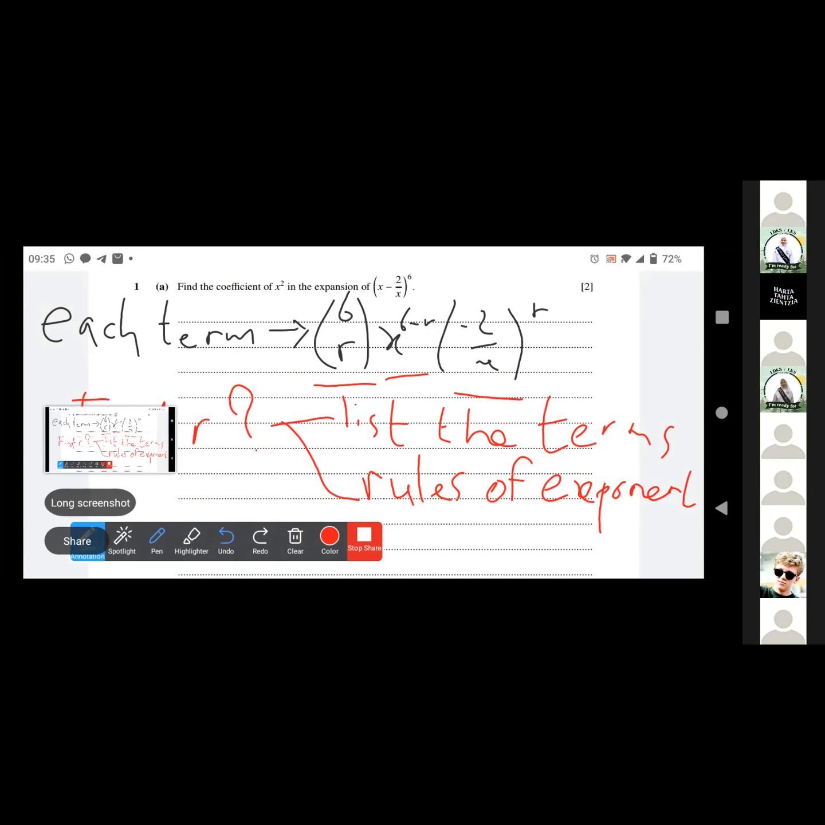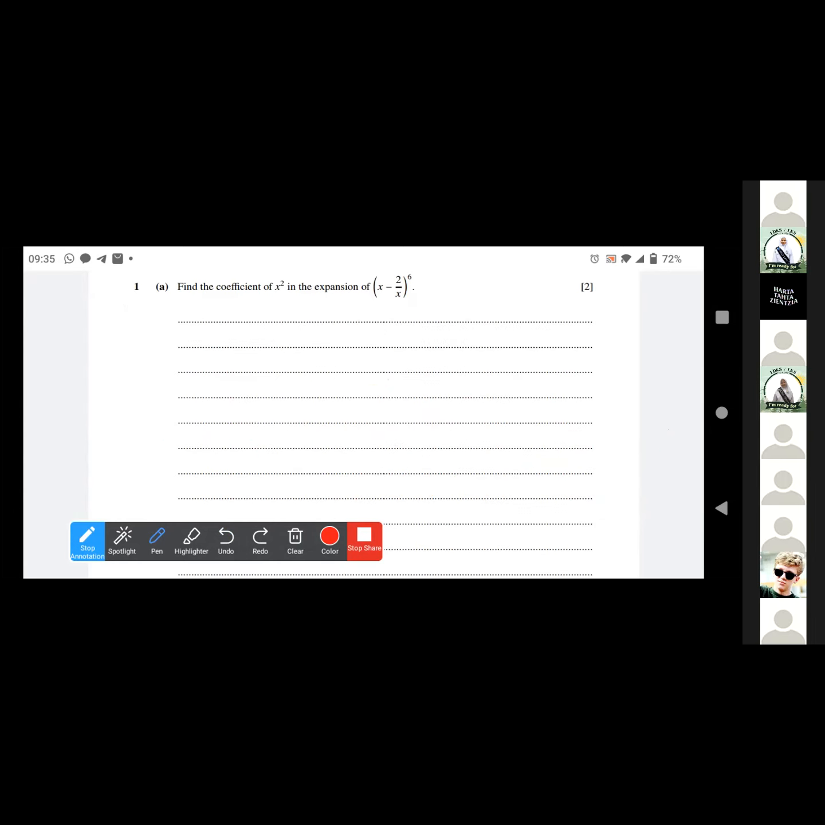Ini saya hapus dulu. Ya, semuanya udah cepat. Nah, jadi tadi masing-masingnya berbentuk seperti ini: 6 choose r times x to the power of 6 minus r times negative 2 over x to the power of r. So we'll just list all the terms, yeah.